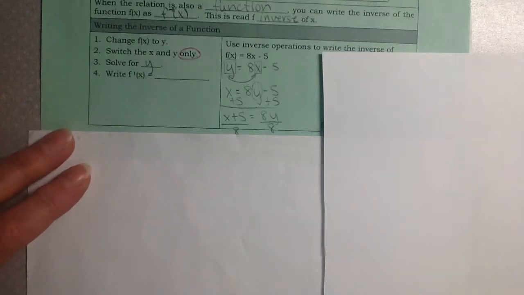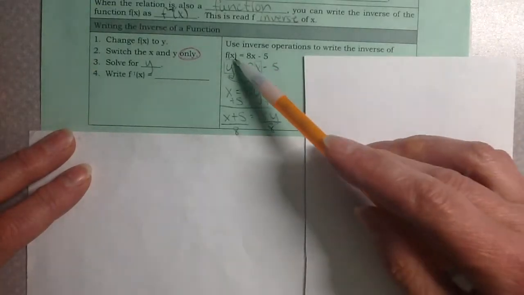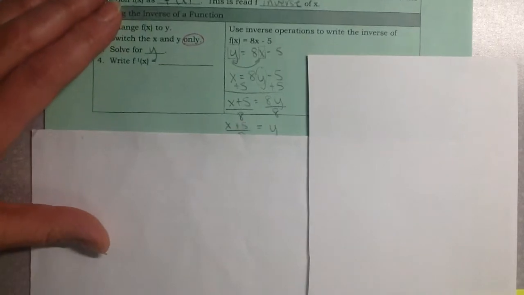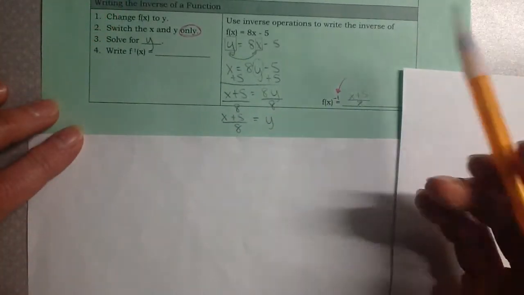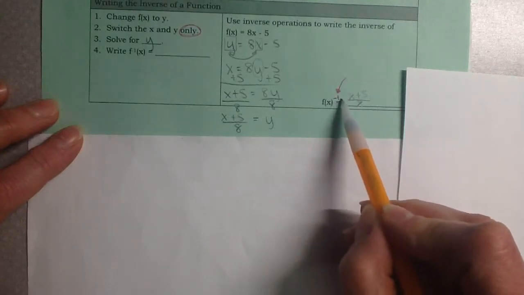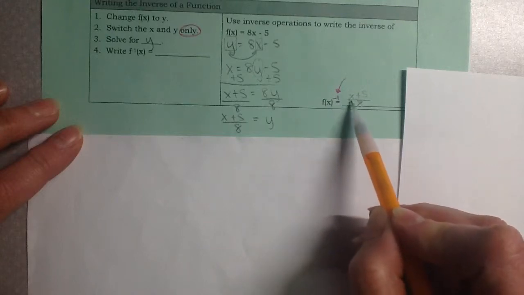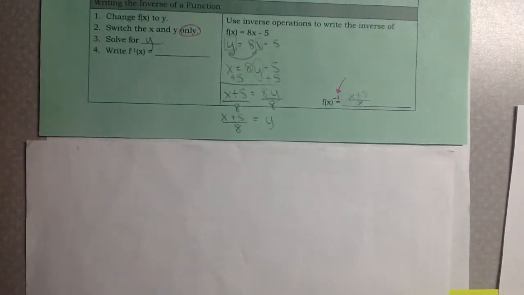All right, now we need to show that we have an inverse instead of the original function. Notation in math is very important. So this represents the original function, f of x. And to show the inverse function, we're going to do f inverse of x. When we put this right here, that's the inverse of the original function. And it's going to be x plus 5, all of that divided by 8.